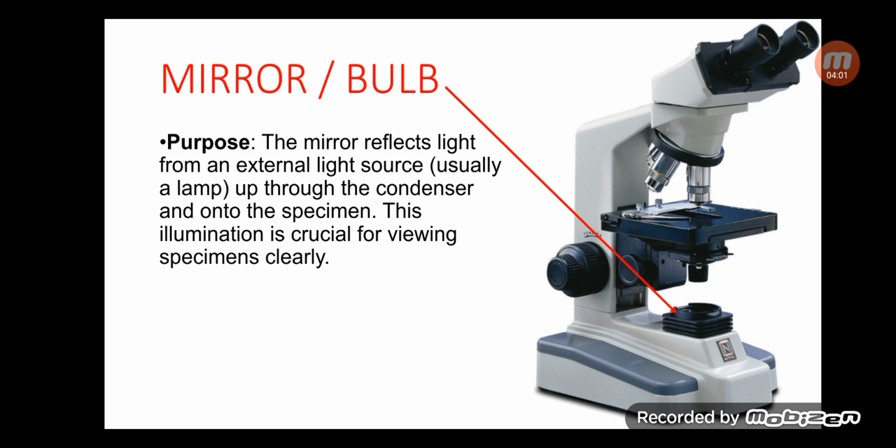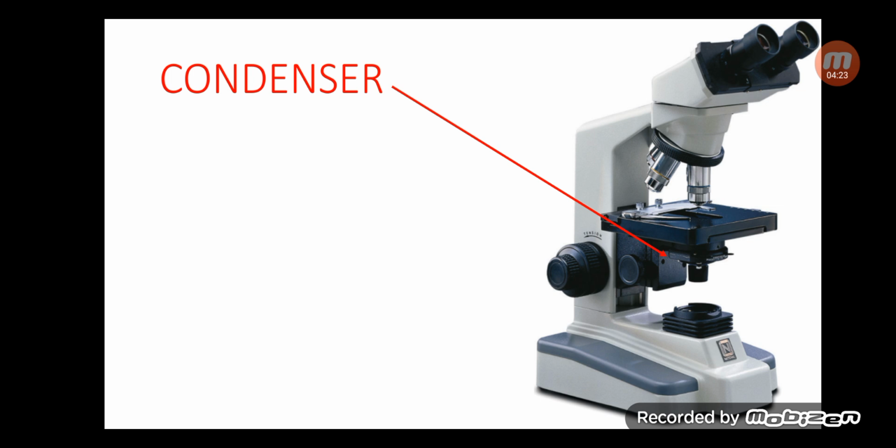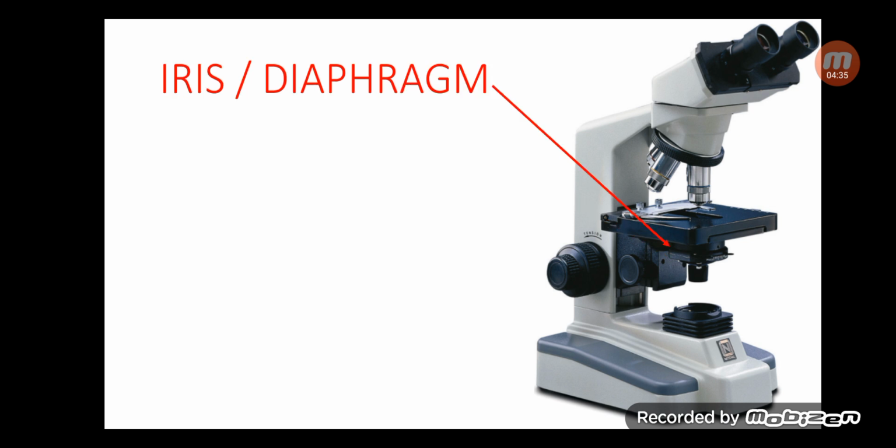The purpose of mirror is to reflect light from an external light source, usually a lamp, up through the condenser and onto the specimen. This illumination is crucial for viewing the specimen clearly. Types: there are typically two sides to a microscope mirror: flat mirror and concave mirror. Now we will talk about the second part, that is condenser. The condenser of compound microscope is a crucial component that focuses light onto the specimen, thus enhancing illumination and contrast.